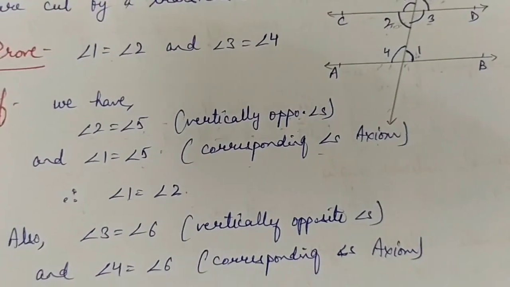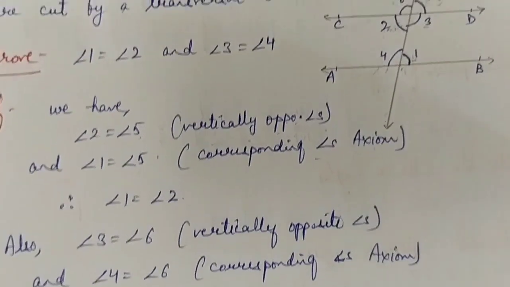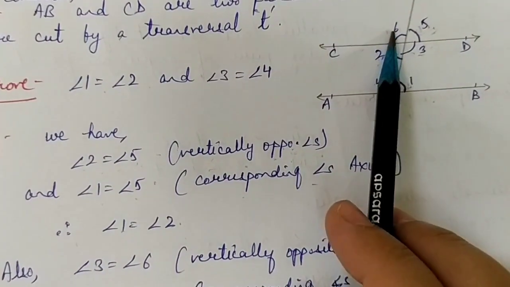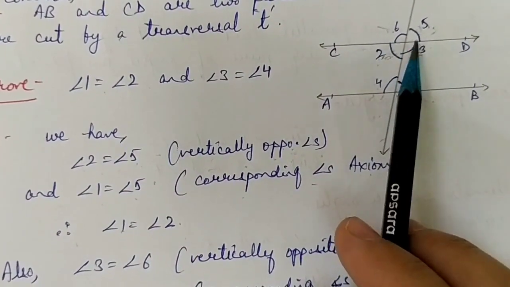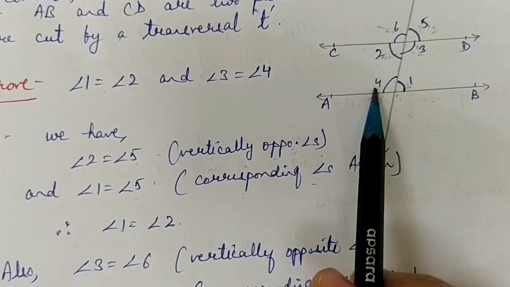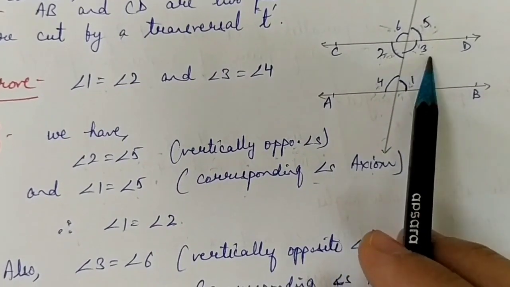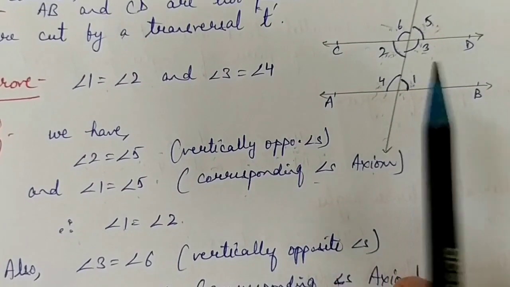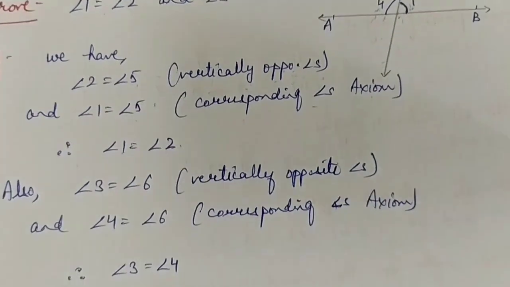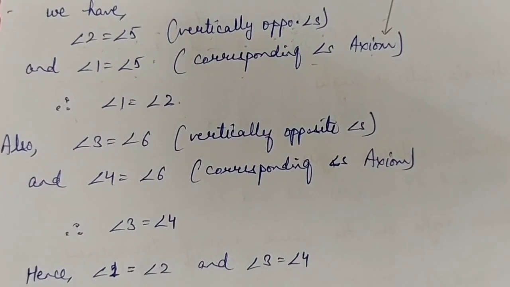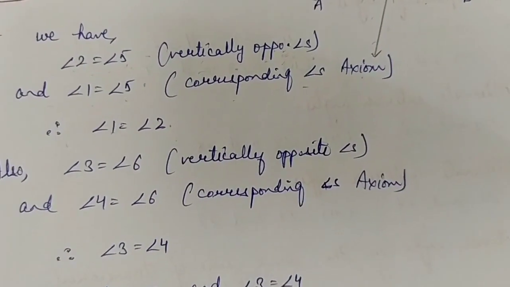Next is your, also angle 3 is equal to angle 6. Similar reasoning we are using. Angle 3 is equal to angle 6, vertically opposite angles, but angle 6 is equal to angle 4, corresponding angles, and therefore angle 3 becomes equal to angle 4. Okay, so simple proof. Therefore we say that hence angle 1 is equal to angle 2 and angle 3 is equal to angle 4, which are alternate interior angles.